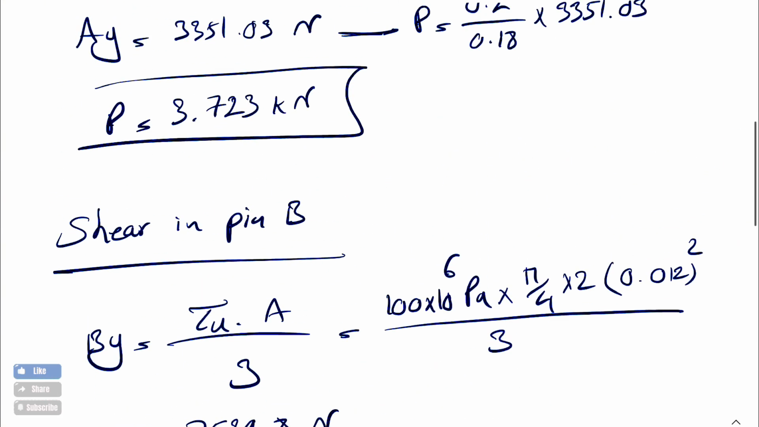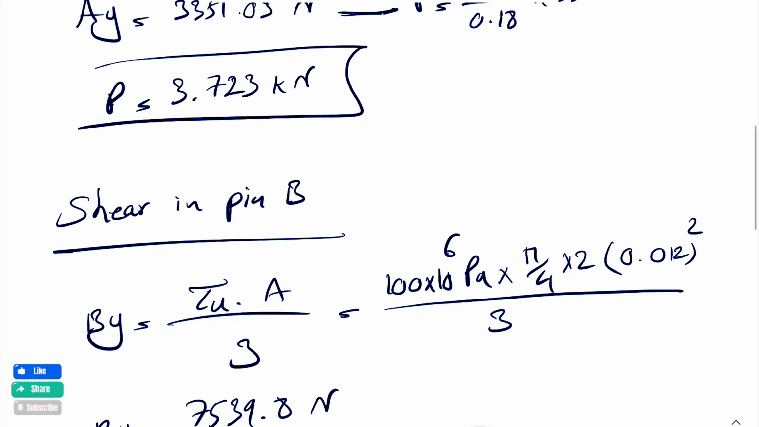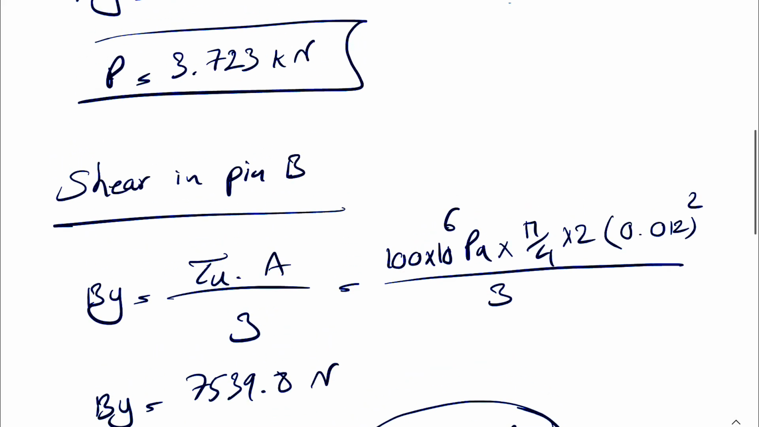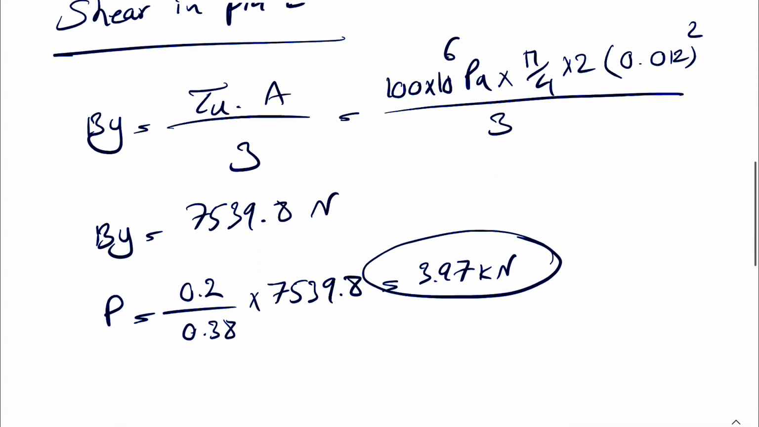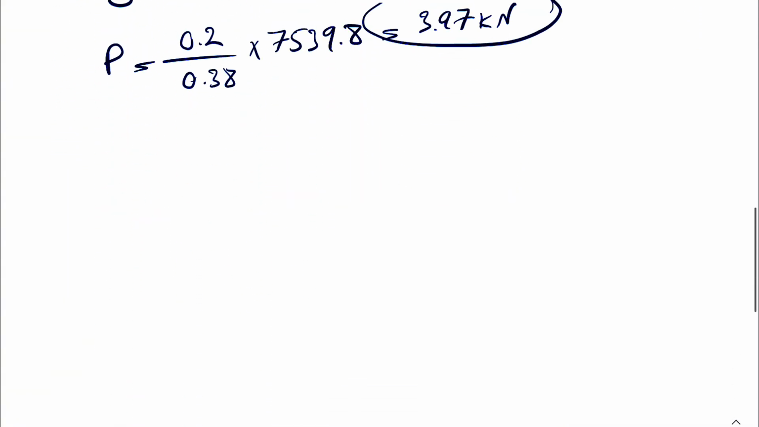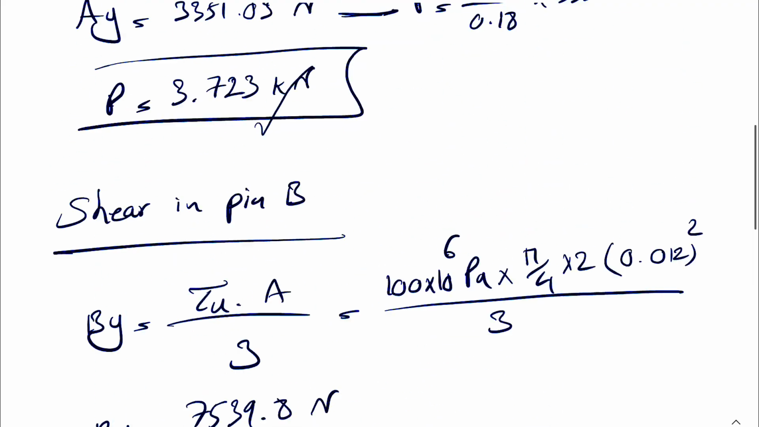And this is our second P. The first P was 3.72, and this one is 3.97. So far, this is our winner. But we have one more thing to check, and that would be the normal stress in link BD.